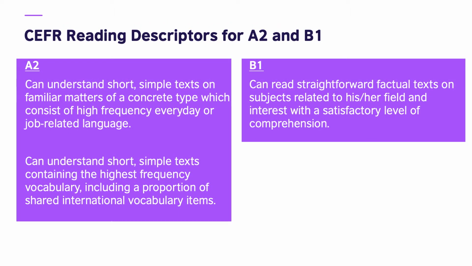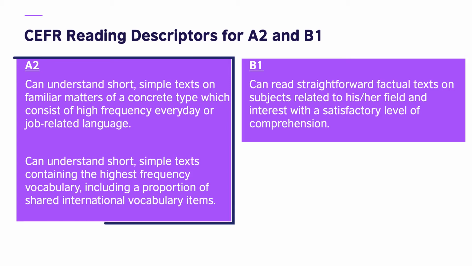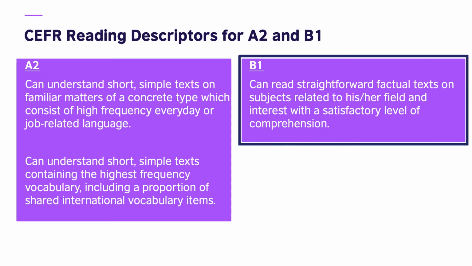On this slide, we can see CEFR descriptors for reading at A2 and B1 level. Although the focus of this presentation is B1 level, it is useful to compare the descriptors with A2 in order to get a sense of the progression and expected evolution in ability. At A2 level, the focus is on short, simple texts containing high-frequency vocabulary. At B1 level, however, the gear shifts to longer texts.